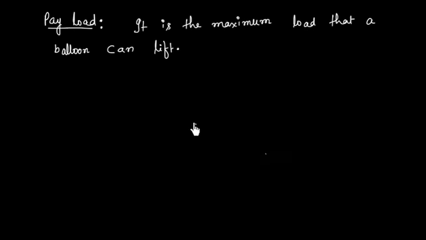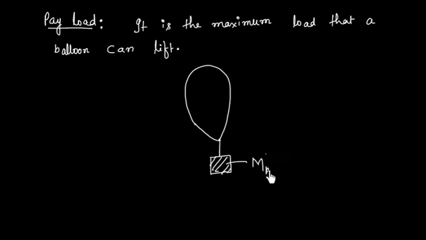For example, if I have a balloon, this is attached to a mass. Let us say the mass of this is mp, that is the payload. This balloon has some gas. The mass inside this balloon is m gas. The balloon itself will have some mass. Let us say the mass of the balloon is mb.